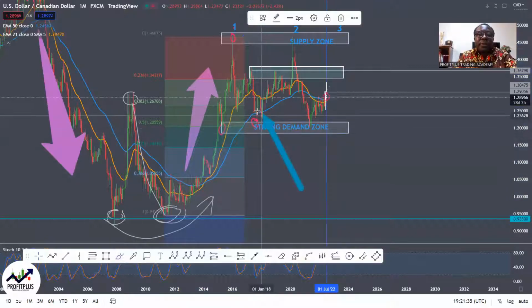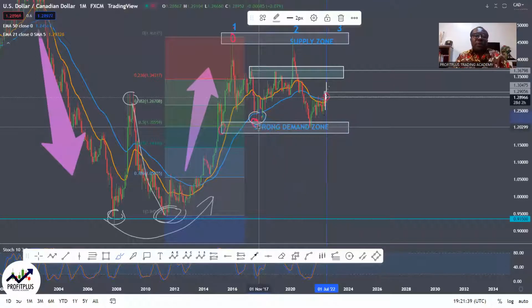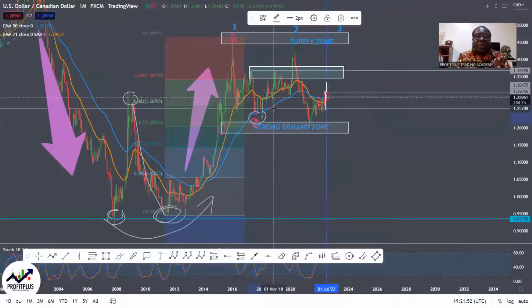Retraced again to this level here. There's a 50% level, and it kissed this 50-day moving average. On my screen here, I use the 21-day exponential moving average, that's the orange, and the blue is the 50-day exponential moving average. I see prices moving into that space.